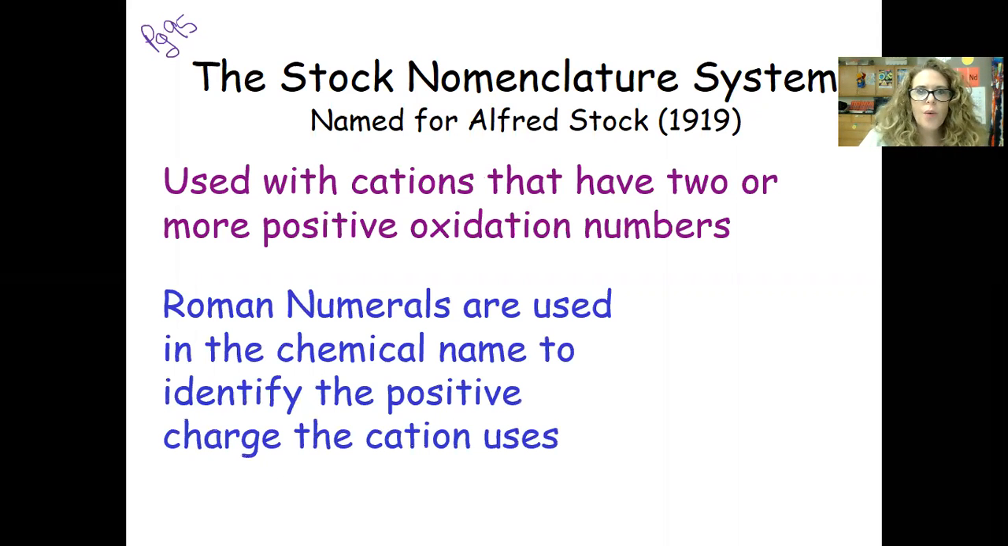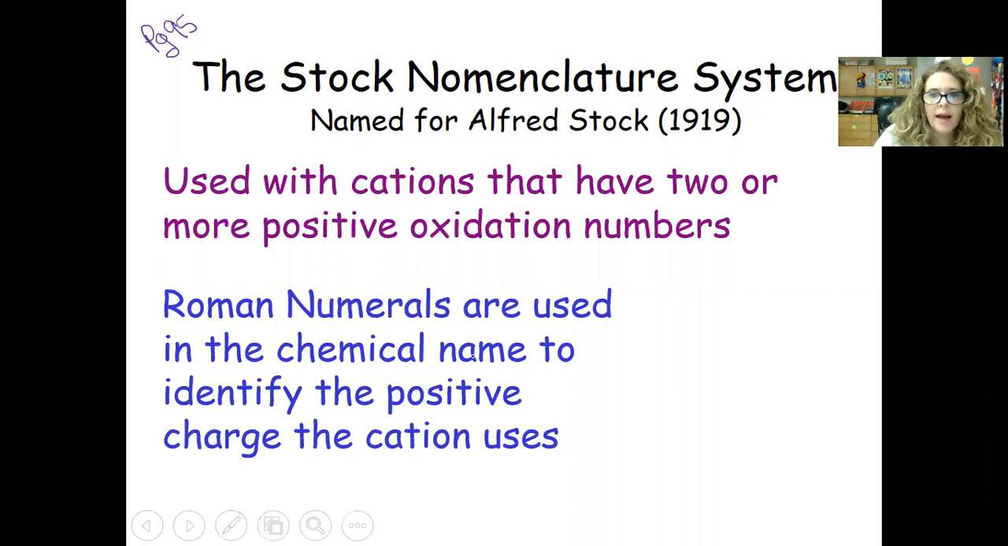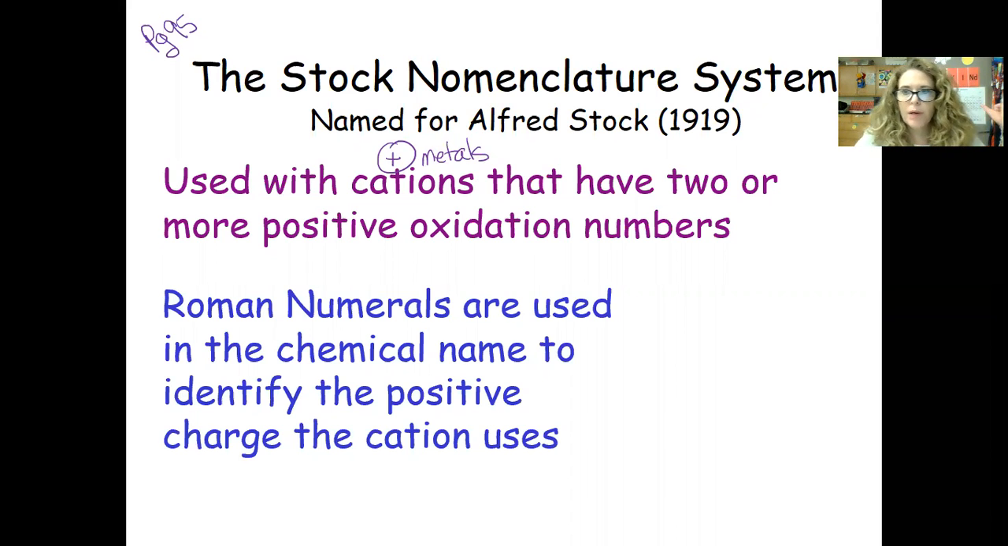Okay. So our Stock nomenclature system, named for, not that you need to know this guy's name, is used with cations, and remember cations are positive. These are going to be metals, because the metals are the ones that are the positive ions, to the left of the staircase on our periodic table back here, with two or more positive oxidation numbers.